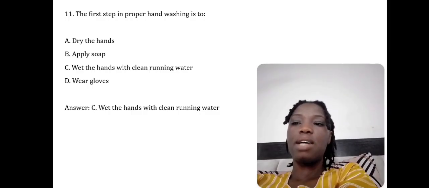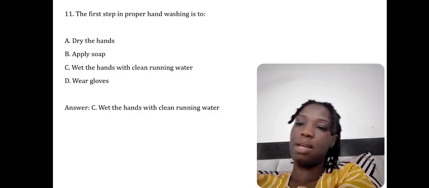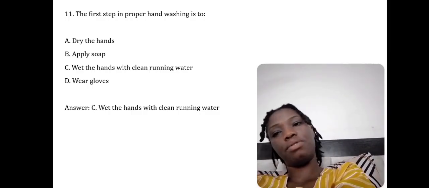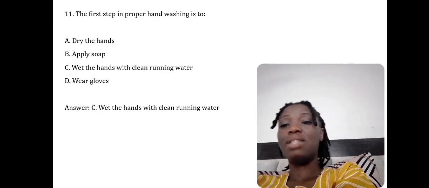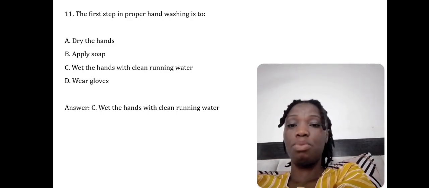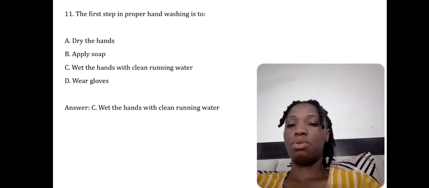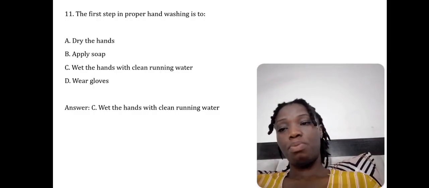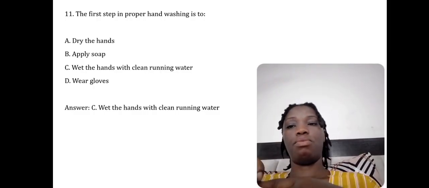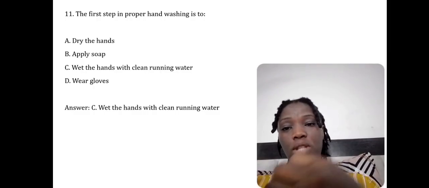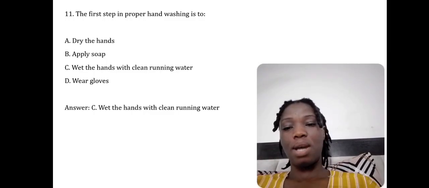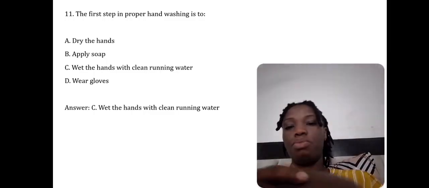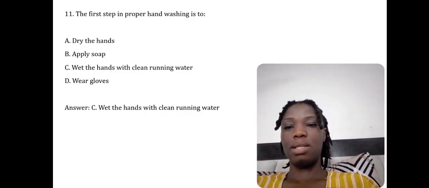They say A, dry the hands, B, apply soap, C, wet the hands with clean running water, D, wear gloves. All these are not the answer, it's obvious. You must wash your hand. You must wet it first under running water. So you put on the tap, or if it's surgical, somebody will put the tap on for you. Then you wet your hand. After wetting your hand, that's when you apply soap. You don't just put soap before you put your hand under the water.